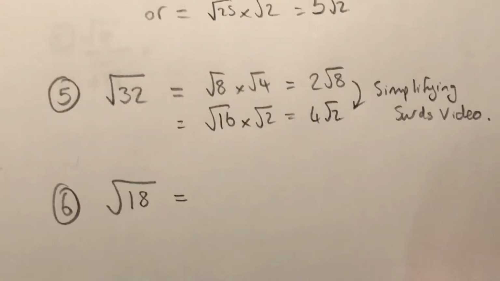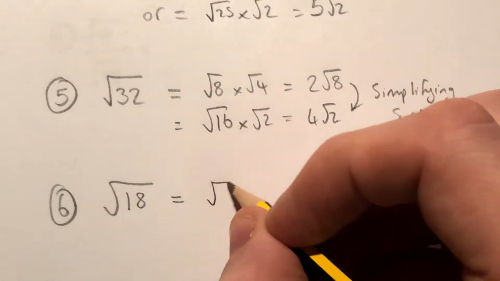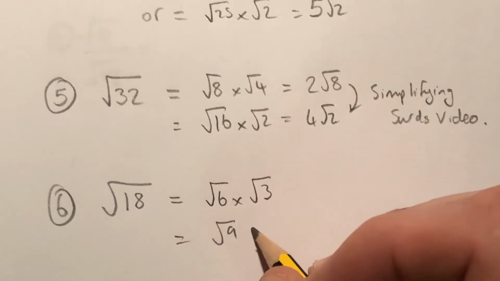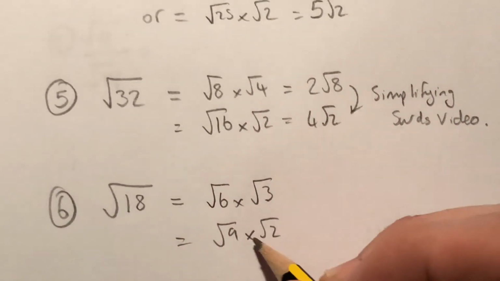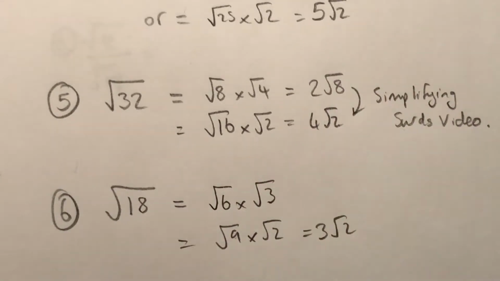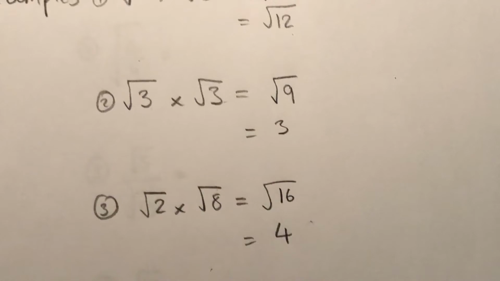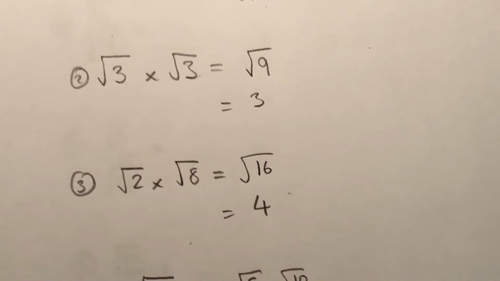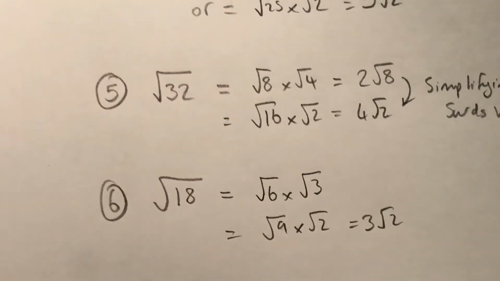Right, okay, so the last one we've got there is root 18. I could say this is root 6 times root 3, or I could say this is root 9 times root 2, or root 9 is 3, so that's 3 root 2. Okay, so we can split them up either way, so long as you can find factors of the number, or you can work the other way so you can multiply the two values together. This should be straightforward enough, okay?